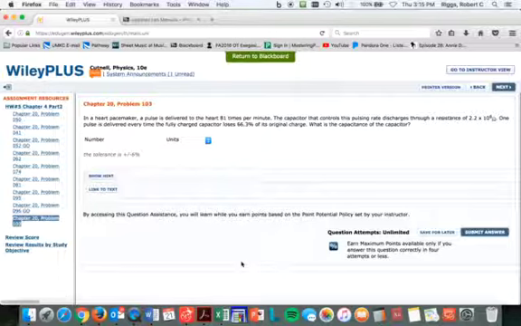Let me write down R is equal to 2.2 times 10 to the 6 ohms. Capacitance, we don't know. The time, we kind of know, but we've got to figure that out. It does it 81 times per minute, so we want to know the time lag between pulses, 81 times in a minute.